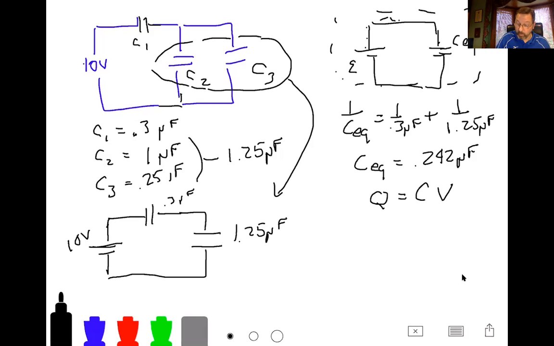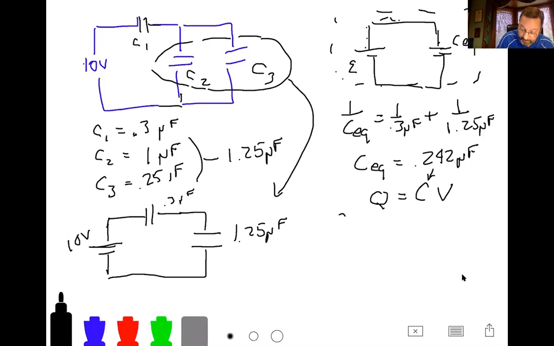I need to know this equivalent capacitance right there, and then I can figure out the charge leaving the battery. That doesn't work on either of the other two circuits I have here, because the only circuit that I can make use of the 10 volts that I have is this very last one I drew.